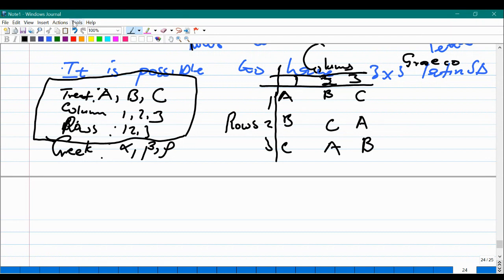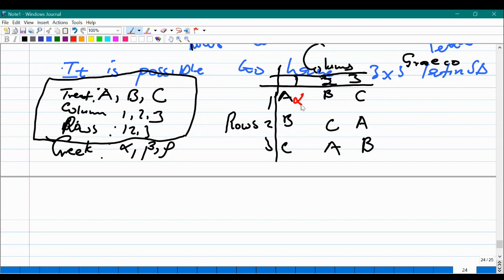Now I want you to help me attach the Greek letters. You treat them like treatments. The letter should appear once and only once in each row and each column. Here you have the Greek letters, guys. Can someone work with me? Make sure that each and every Greek letter appears once and only once in each row and each column.